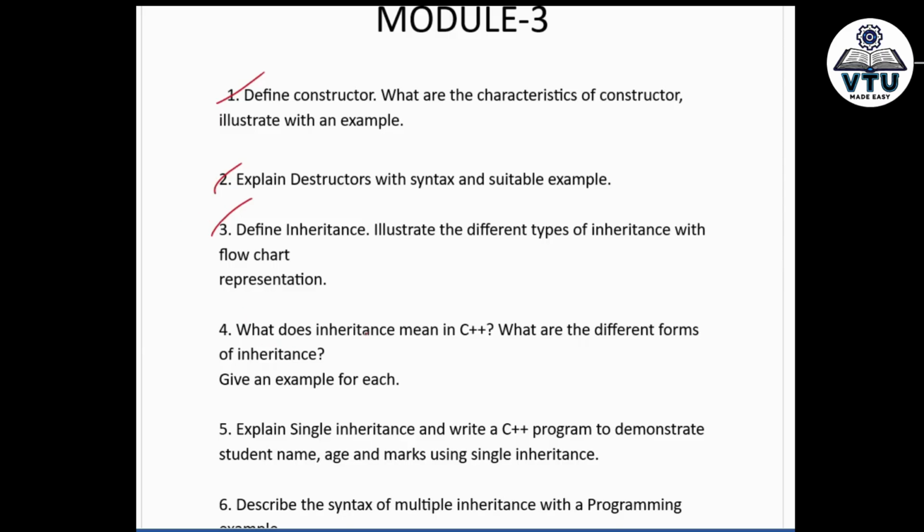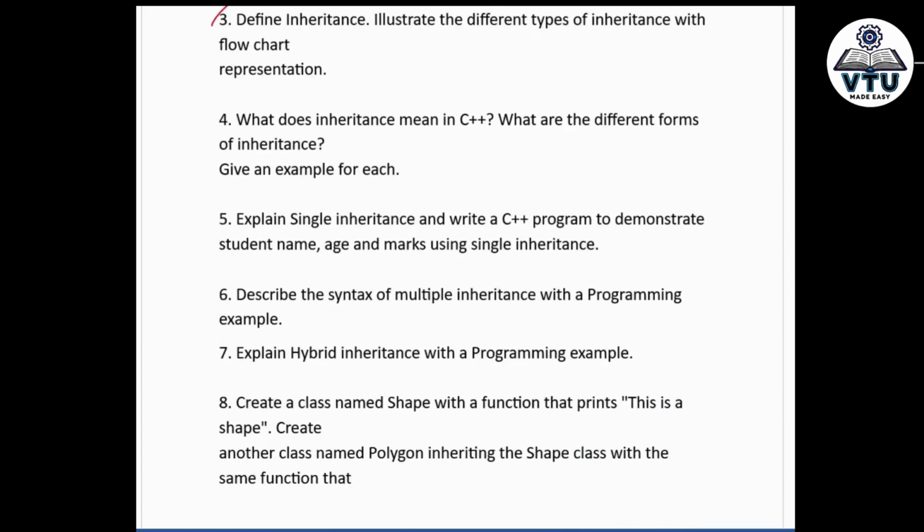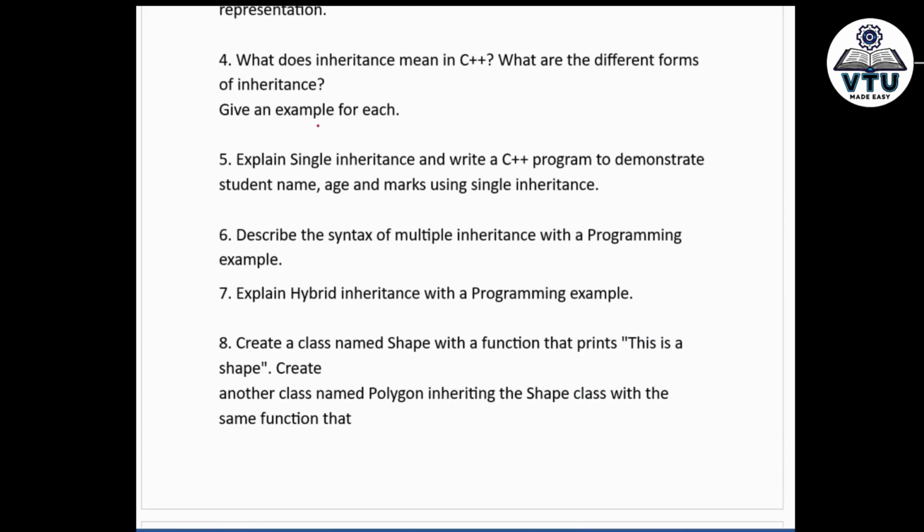Next question is, what does inheritance mean in C++? What are the different forms of inheritance? Give examples for each. Third and fourth questions are of a similar type, so you need to answer the same for both of them. Fifth question, explain single inheritance and write a C++ program to demonstrate student name, age and marks using single inheritance. In this question you need to explain what is single inheritance and give a C++ program for this.